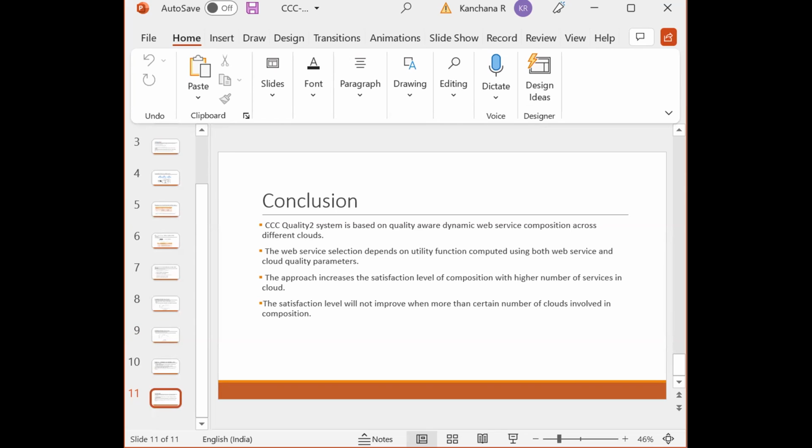Response time and cost, sorry. And for the cloud platform, 2 parameters, CPU utilization and network utilization. Totally 5 parameters.